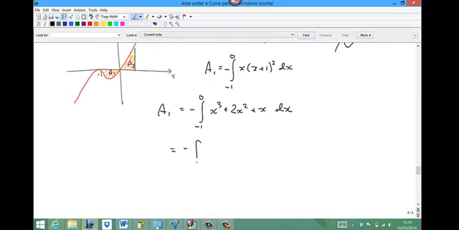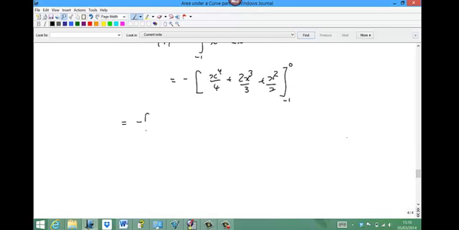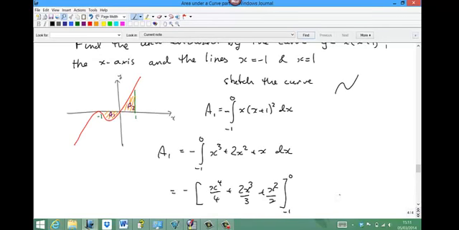Integrating, this will equal x to the power of 4 over 4 plus 2x cubed over 3 plus x squared over 2, and we're evaluating between minus 1 and 0, equals minus, if x is 0 we have 0, and when x is minus 1 we have a quarter minus 2/3 plus a half, like that, and that will equal minus a 12th, which is a 12th.